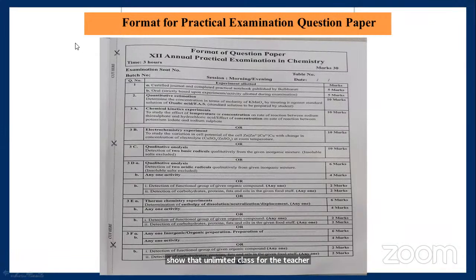For food sample and functional group, no need to show anything. Whatever positive test you are getting, you have to write that test. Food sample, either you are getting biscuit or protein. And functional groups: acid, next phenol, amine. These functional groups we have taken. Whatever we have conducted, the same functional groups are coming for the final exam.